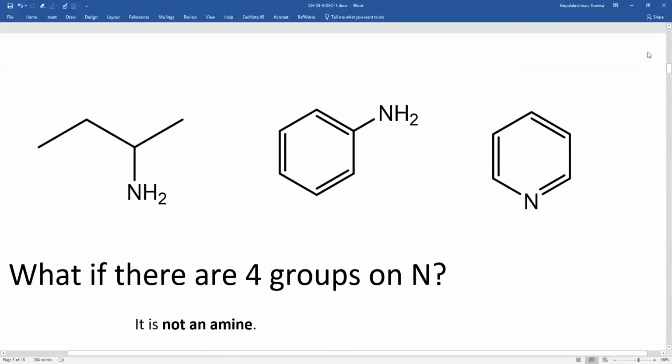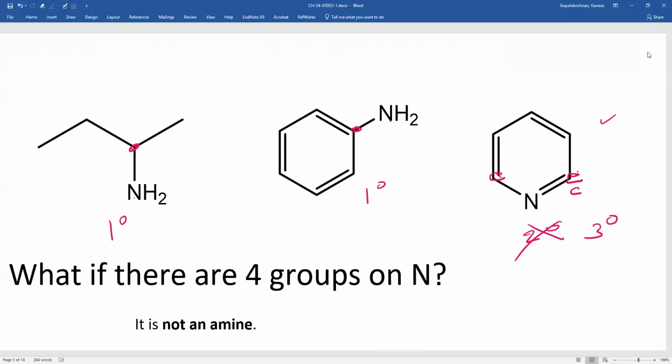I have more examples here. In this one the nitrogen is bonded to 1 carbon, so it is a primary. Here the nitrogen is bonded to 1 carbon, so it is a primary. What about the third one? The nitrogen is bonded to a carbon here, so you may write it as secondary. It is wrong. Why? The carbon on the double bond should be considered as equal to 2 carbons. So if you actually look at it, 1, 2, 3, so it is a tertiary amine.